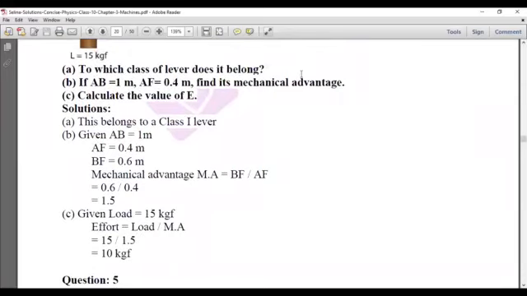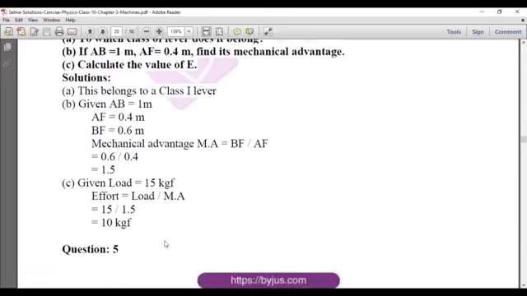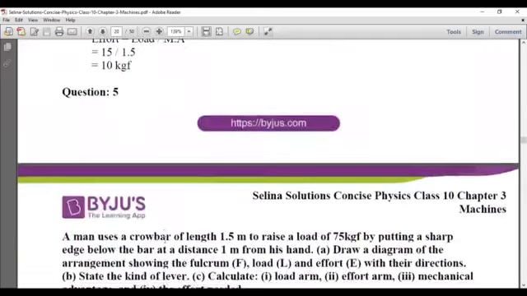So next, we need to calculate the value of E, the effort. We have the formula: mechanical advantage is equal to load by effort. So effort is equal to load by mechanical advantage. So what is the load? 15 kgf, and the mechanical advantage is 1.5. Therefore the effort is 10 kgf.